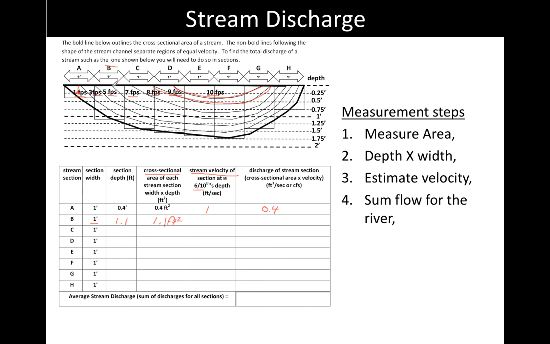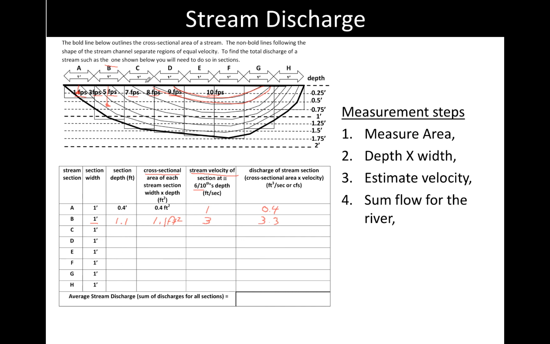Now what's the velocity in B? Well, we're going to come up to B, we're going to measure down 6/10 of 1.1, so it's just over a half. We want to know what region this little dot is right here. It's in the 3 feet per second region. So this is going to be a 3. And so the calculation here becomes 1.1 times 3, which becomes 3.3.